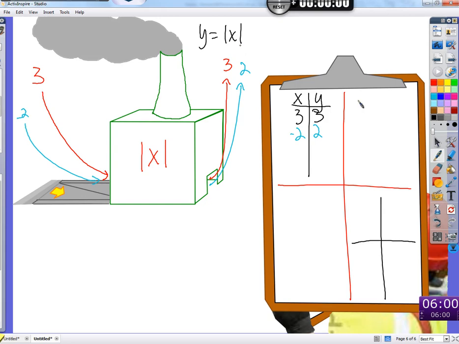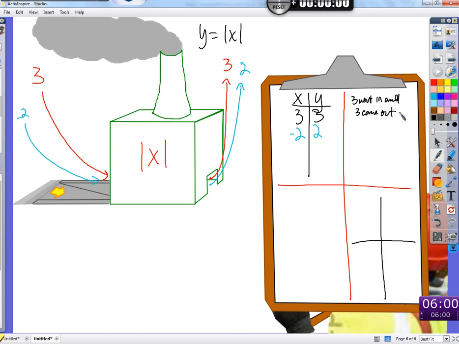You could write that out. You could just say 3 went in and 3 came out. Doesn't sound like they did a whole lot. 3 went in, 3 came out. Yeah, didn't do much. The factory kind of pushed it down the rollers and it went out the door on the other side. Didn't do a whole lot.